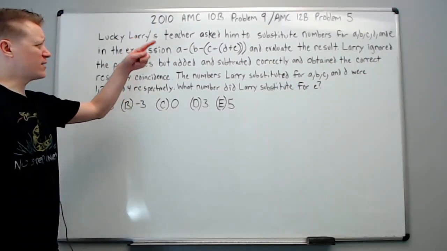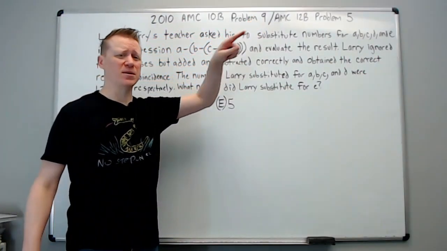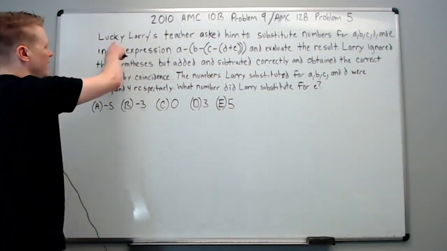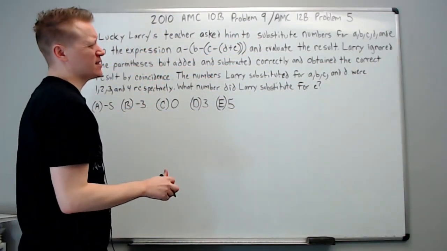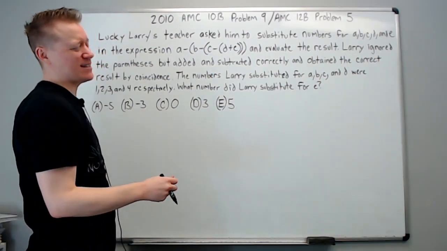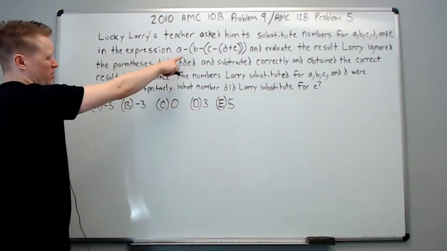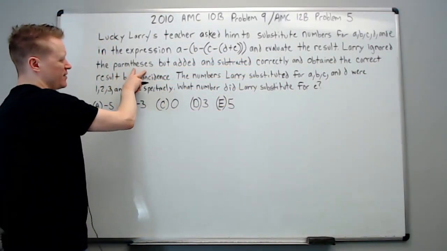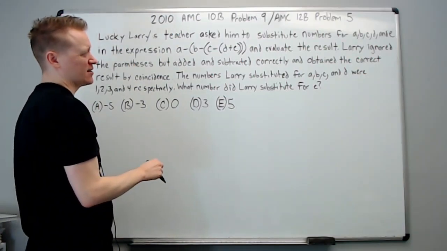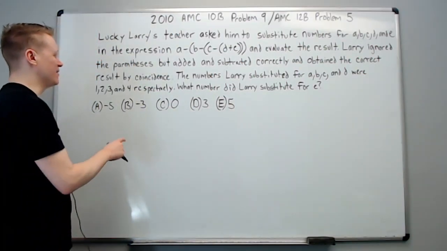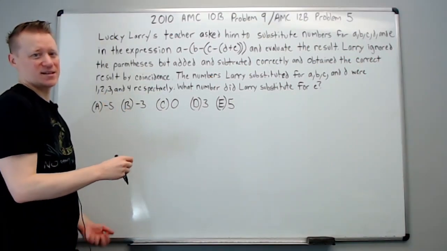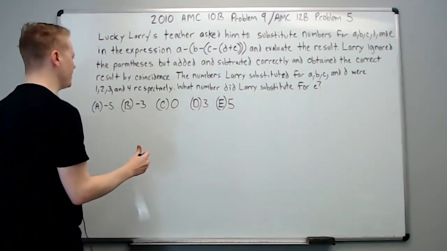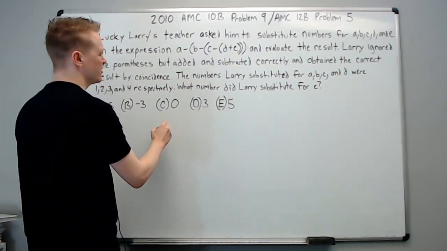All right, this is the 2010 AMC 10B problem number 9. It was also the 12B problem number 5. Lucky Larry's teacher asked him to substitute numbers for A, B, C, D, and E in the expression here and evaluate the result. Larry ignored the parentheses, but added and subtracted correctly and obtained the correct result by coincidence. That's why he's lucky. The numbers Larry substituted for A, B, C, and D were 1, 2, 3, and 4. So let's do what Larry did.